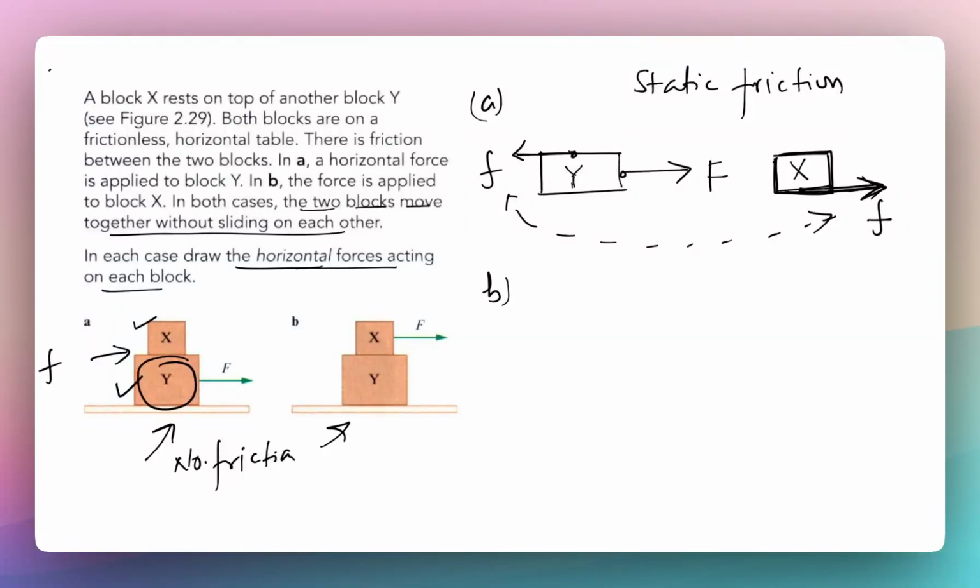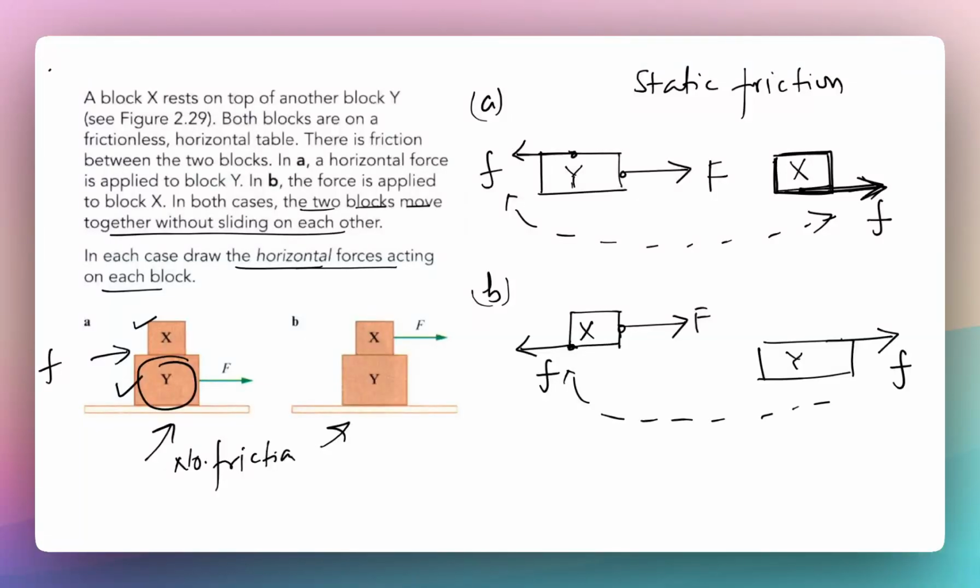Now let's look at option B. This time, the force of friction is going to be in the other direction, right? We'll see the force F on X acts here. And now we draw Y here. Y is also going along with X. So the force of friction now on Y is going to act in this direction. And by Newton's third law, the force of friction on X is going to act in the other direction.